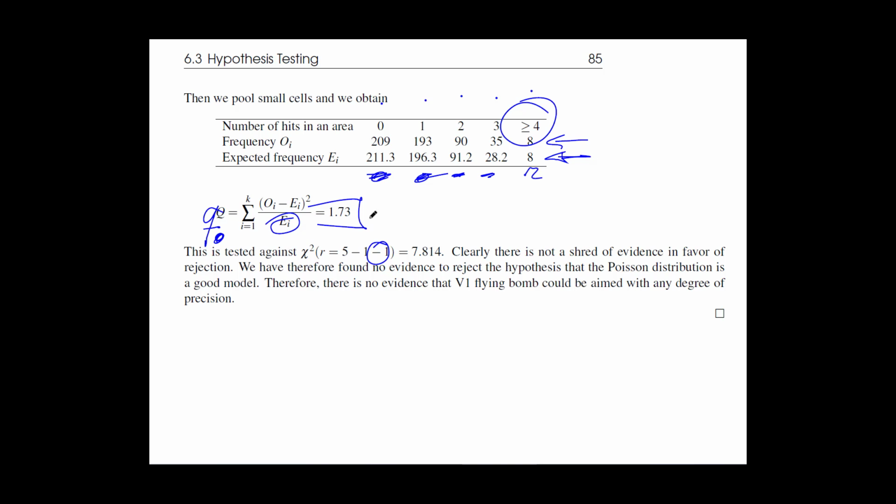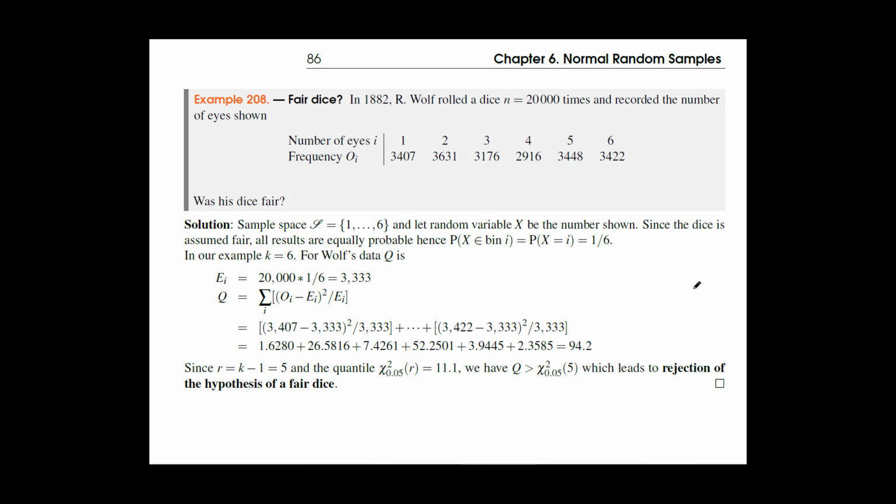Okay, and again, this is less than that, so we're in the acceptance region. So we cannot reject H naught, that the Poisson model is good. So no evidence to reject the hypothesis that the Poisson distribution is a good model. Right? So there's no evidence that the flying balls could be aimed with any degree of precision. This is actually real data. So they didn't aim that well. All right, so please go through this other example.